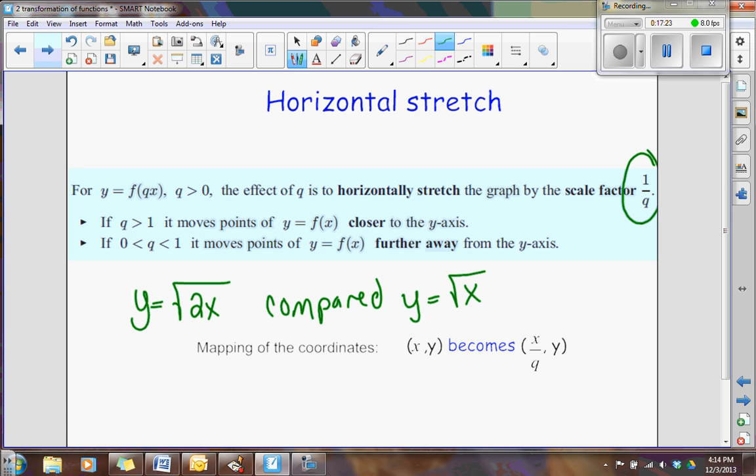Okay, so in this case, our q that we're referring to is greater than 1. 2 is greater than 1. So it's going to move the points closer to the y-axis. It's going to be a horizontal shrink.